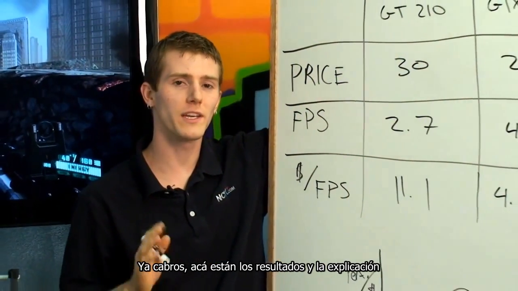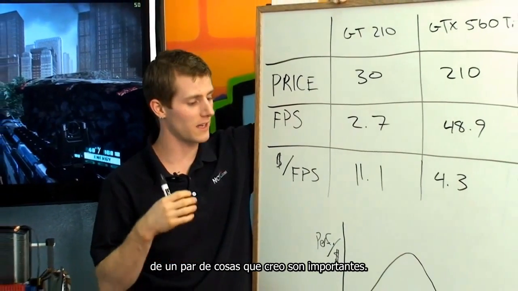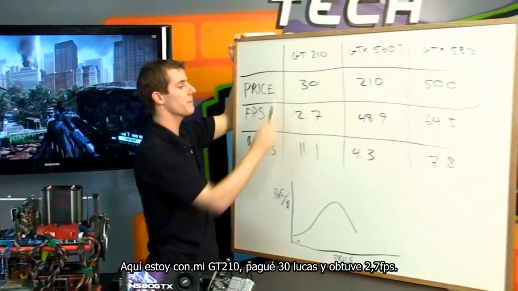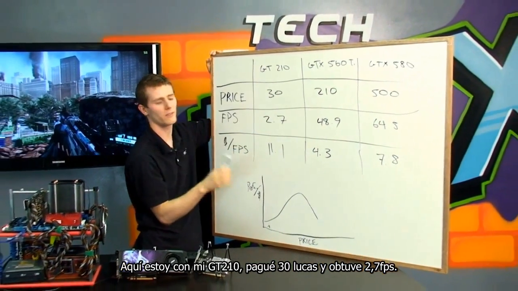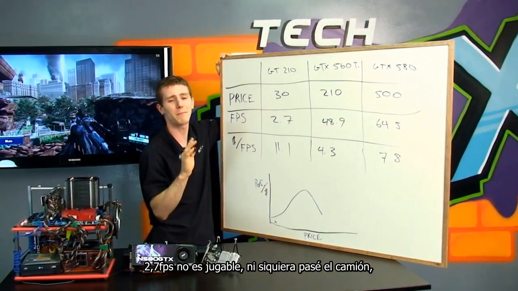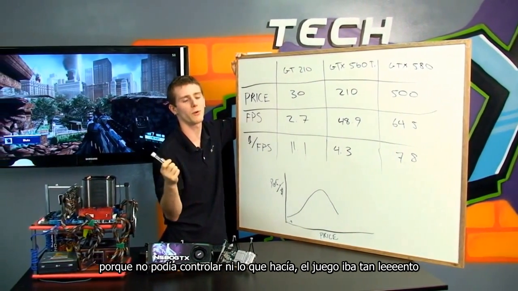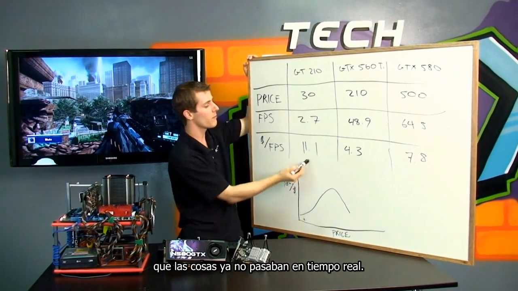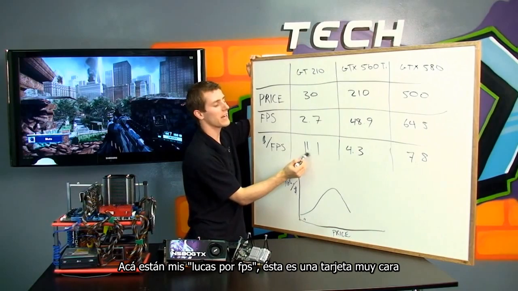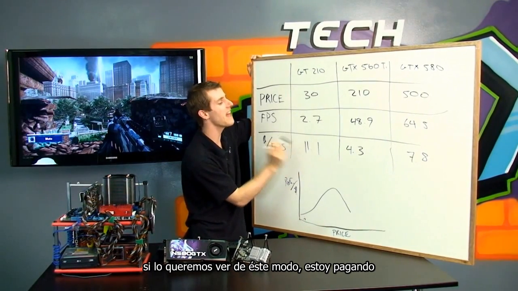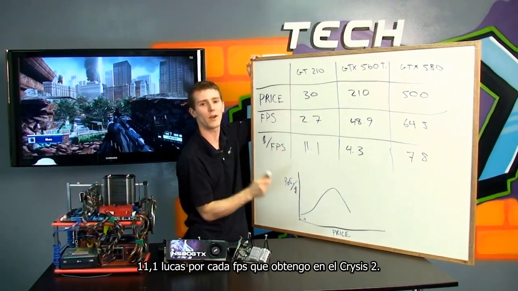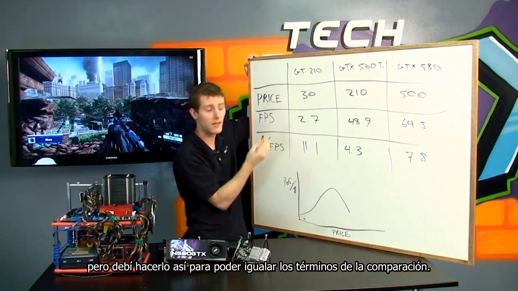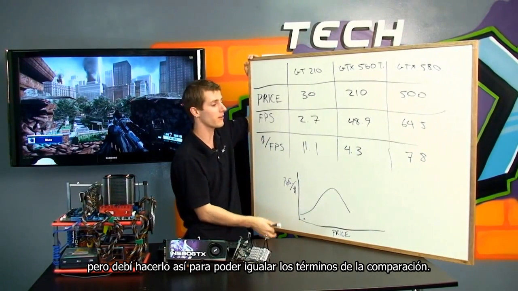All right, guys. So here's the results as well as an explanation of a couple things that I think are important. So here with my GT210, I paid $30. I got 2.7 FPS. 2.7 FPS is not playable. I didn't even get past the truck because I couldn't even control what I was doing. The game actually slowed down. Things weren't even happening in real time anymore. So my dollars per FPS, this is a very expensive card if I'm going to game on it. I'm paying $11 per frame per second I can get in Crysis 2. By the way, I was running at 1080p in extreme mode, which you would obviously never do on a card like this, but I needed to do so for an apples-to-apples comparison.